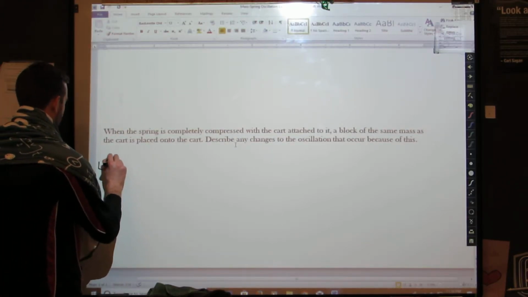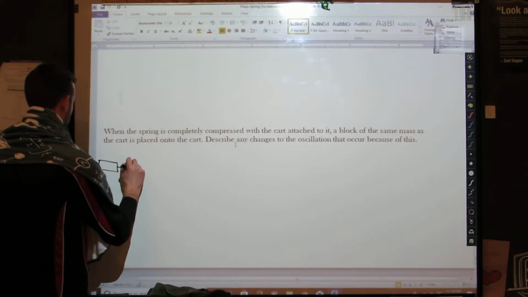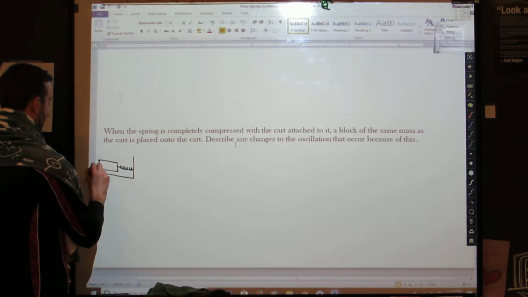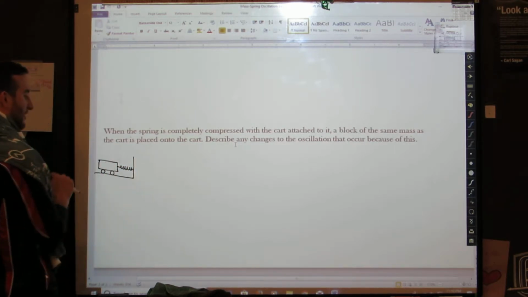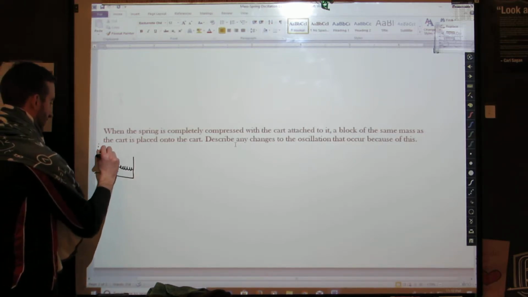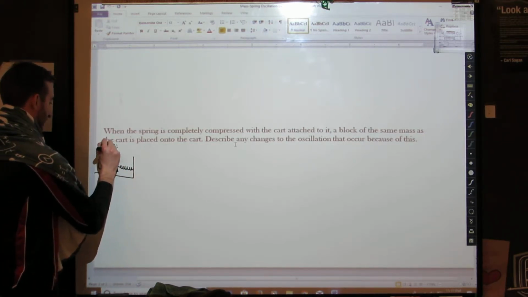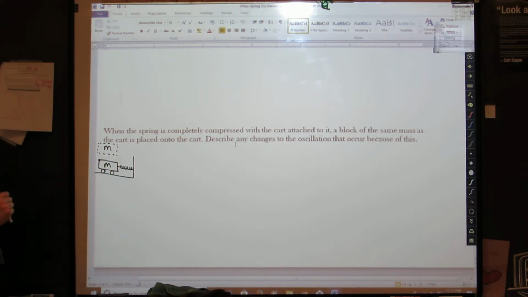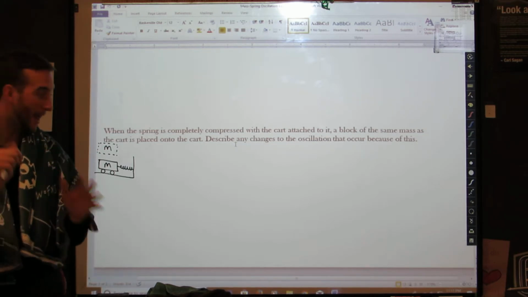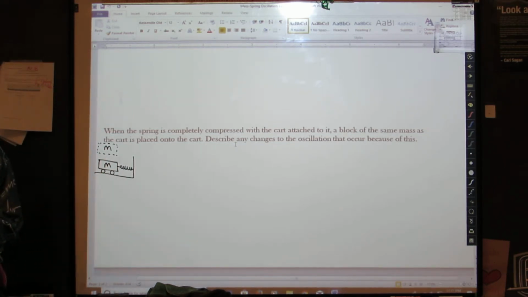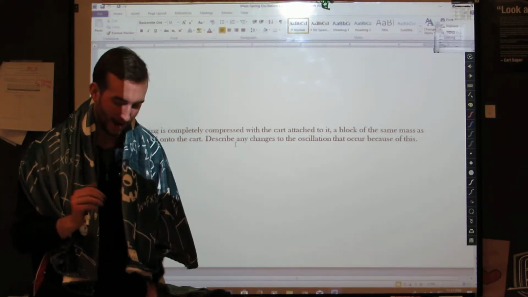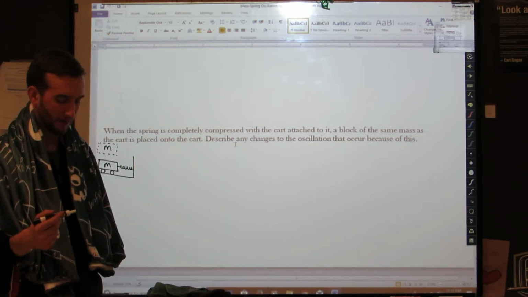So here's our cart. It is compressing the spring. Normally the spring is longer than this, but it is at maximum compression. And at this point, a block with the same mass gets dropped onto it. And by dropped, I mean very gently placed, right at this perfect moment of maximum compression. Now this should change some things. This should really change some stuff that's going on. How would this affect the oscillation?